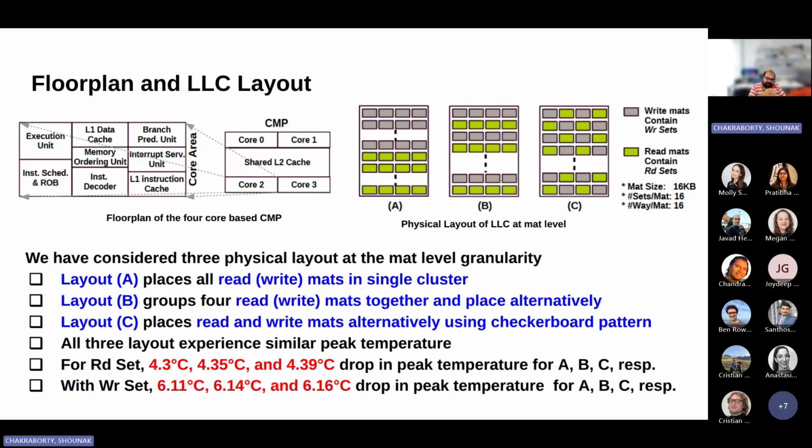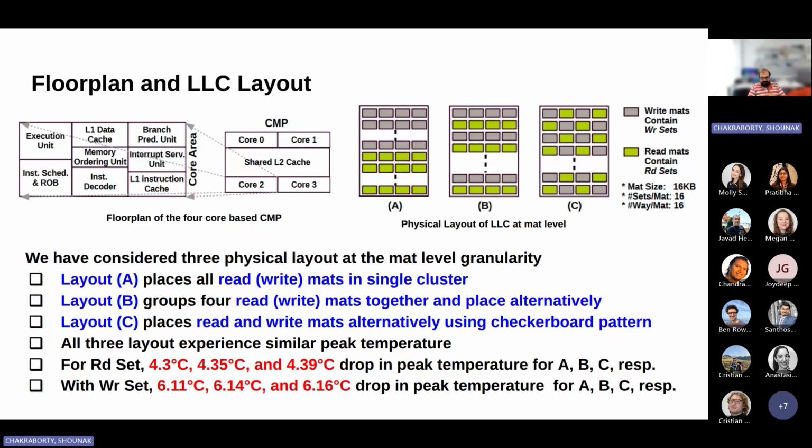There are three different layouts shown on the right-hand side. First, in case A, there are two clusters: the top cluster of mats are the write sets, and the bottom cluster is the read set. So we have a contiguous design. Then in B, alternate rows are implemented as the read set and write set, that is, the lower and higher retention zones respectively. Finally, we have a checkerboard kind of pattern.